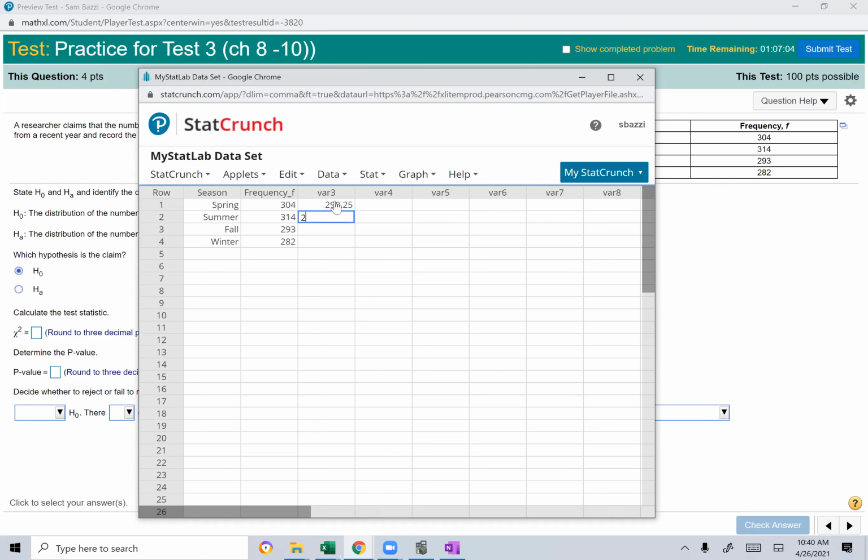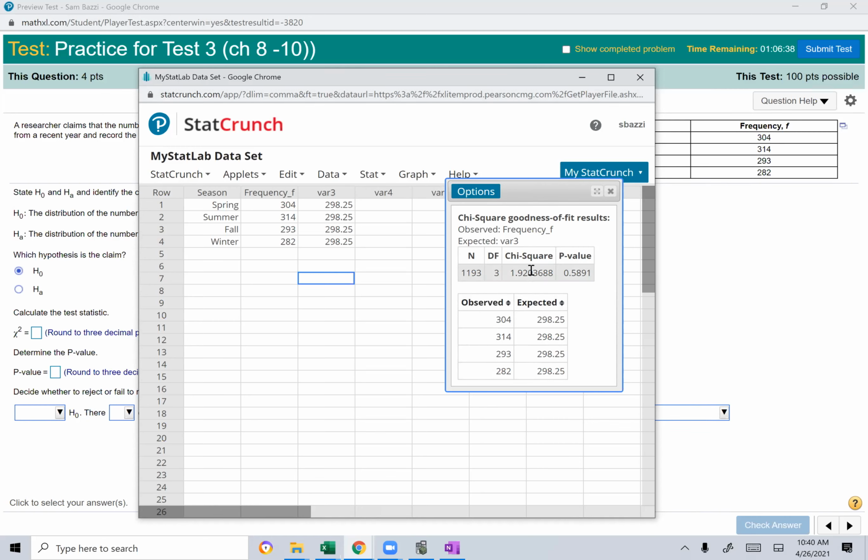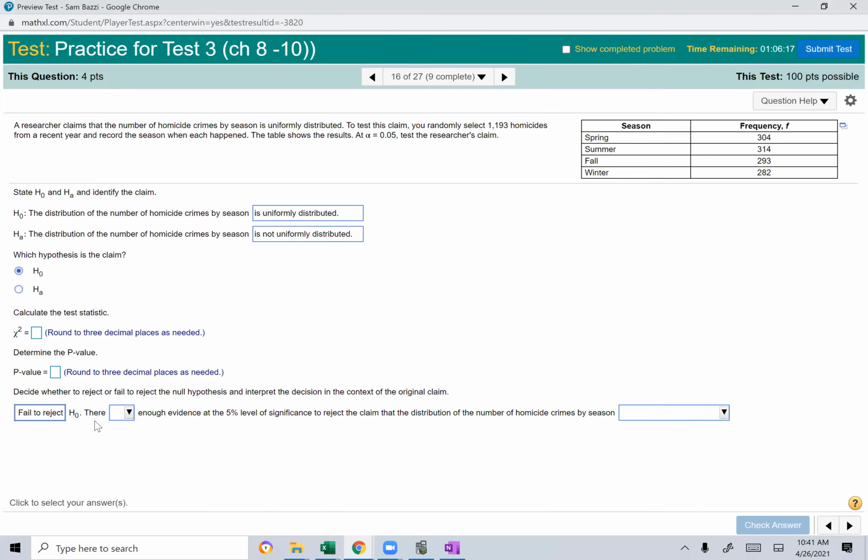Compute. So chi-square, guys, is 1.920, and the p-value is 0.5891, which is bigger than alpha. For chi-square, he says 3 decimal places, so you put 1.920, and the p-value to 3 decimal places, you put 0.589, which is fail to reject H0. There is not enough evidence at the 5% level of significance to reject the claim that the distribution of the number of homicide crimes by season is uniformly distributed.